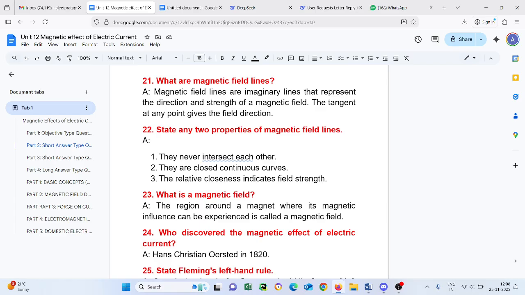Question number 20. Who discovered the magnetic effect of electric current? Hans Christian Ørsted in 1820.